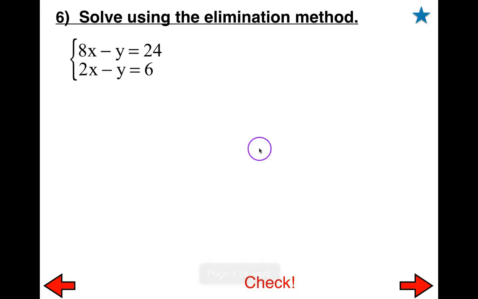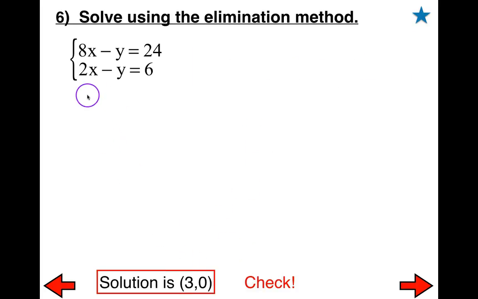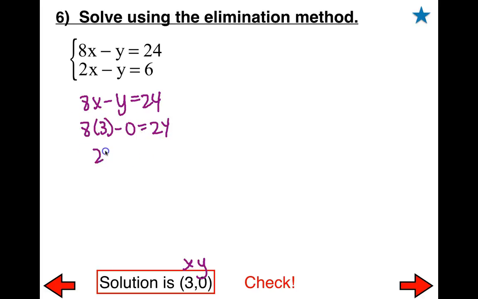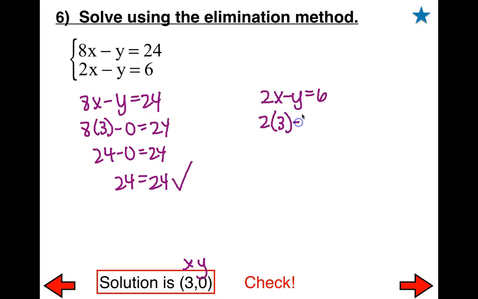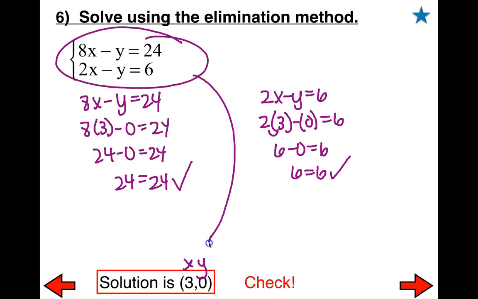So let's quickly check the answer. We have 8x minus y equals 24. X's are 3's, y's are 0. So 8 times 3 minus 0 equals 24. Is this true? Absolutely. So I need to just check one more. 2x minus y equals 6, where x is 3, y is 0. Is this true? Once again, this is also true. So since it works for both, I can confidently say the solution to the system is indeed 3, 0.